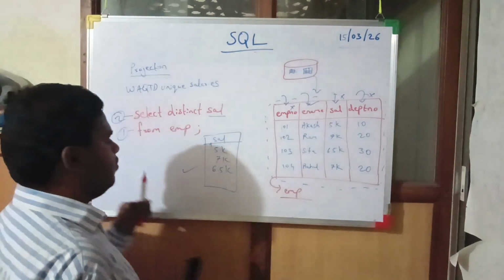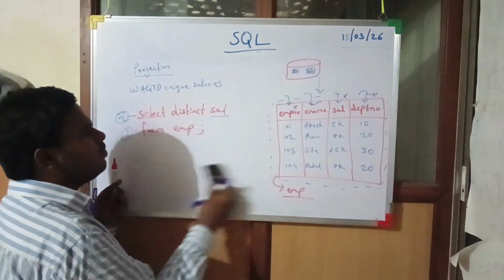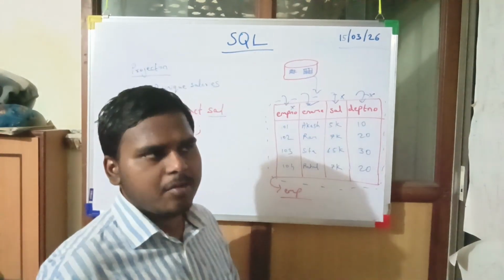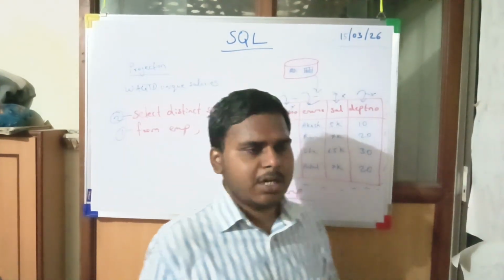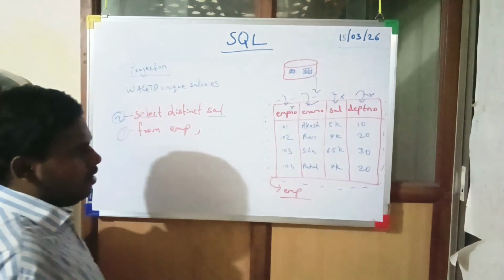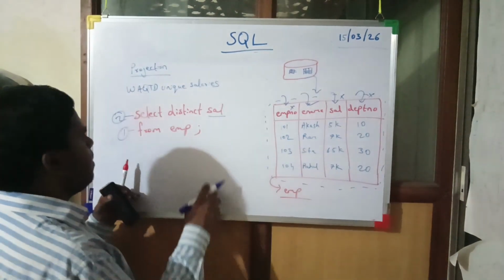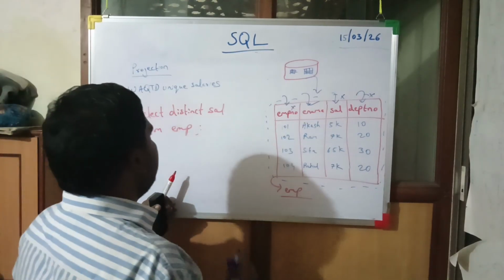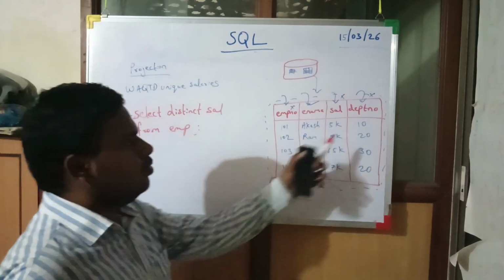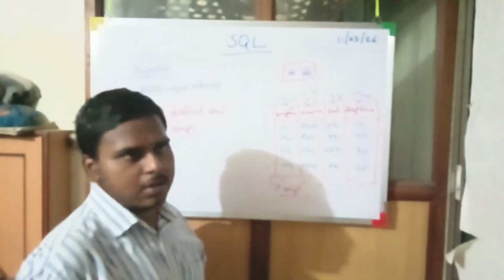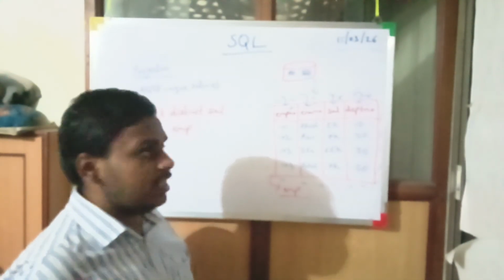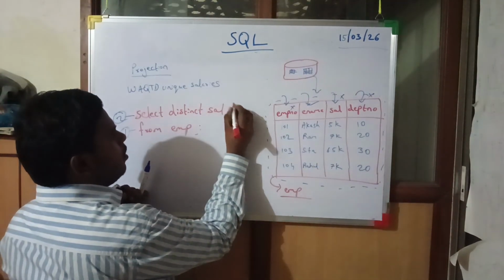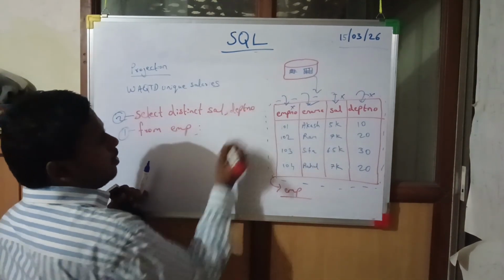5,000, 7,000, 6,500. Sir, but then what is the difference between unique and distinct? Here also repetition is avoided. Unique is also avoiding repetition. I will tell you, no worries. But before that, suppose I want to add the department number also. Can I add multiple columns in distinct? Yes, we can add. Just put a comma, department number.